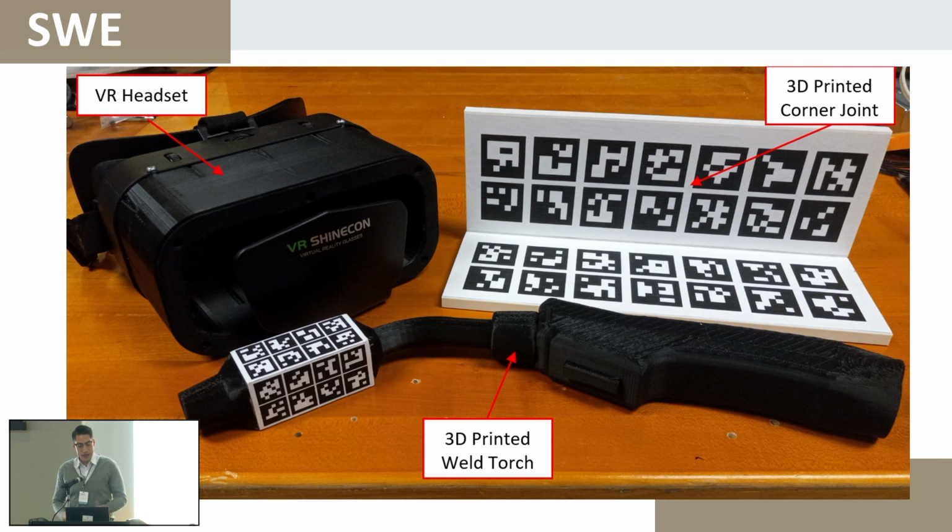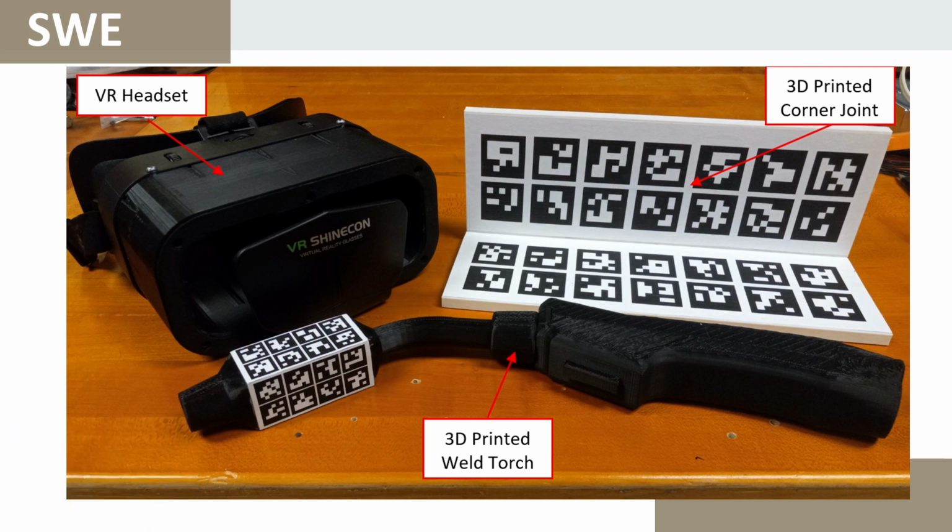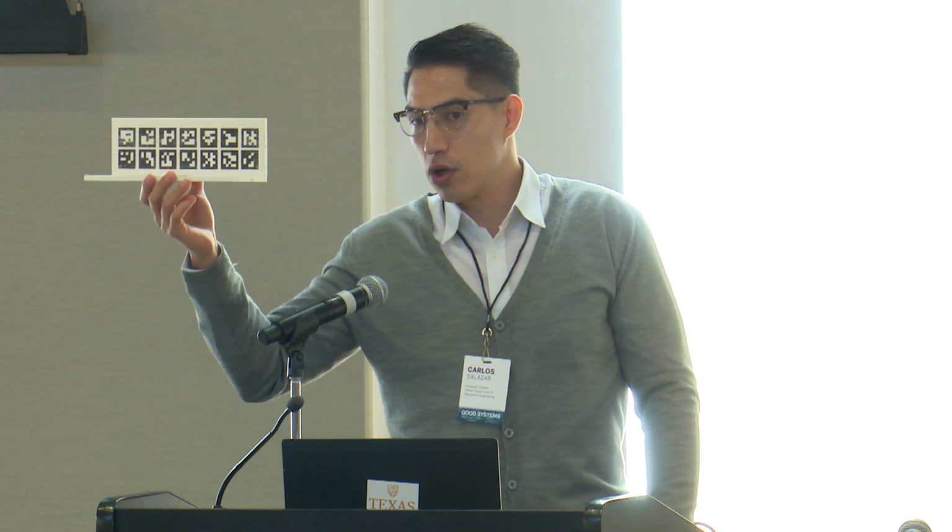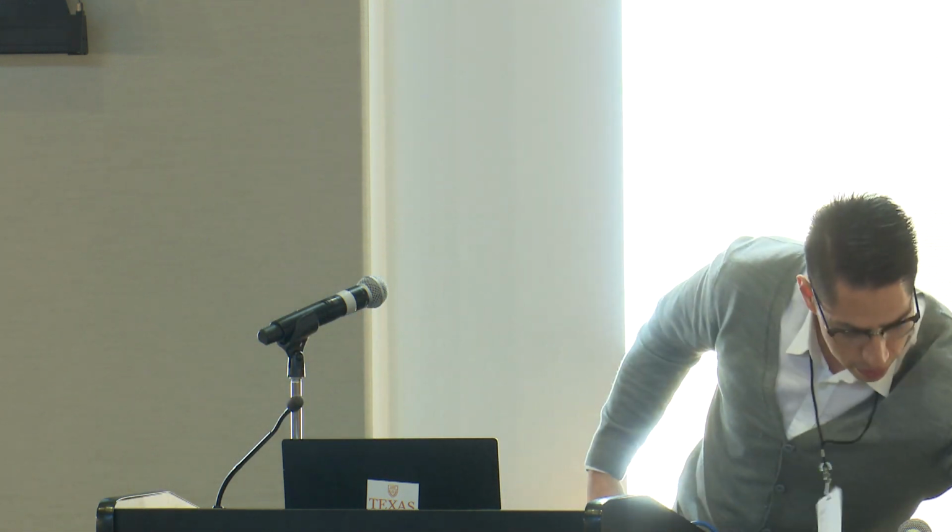So what we need is the phone. We need a VR headset, which is this one. We put the phone here. Obviously, we open the simulator. We need this element that is the joint that we are going to weld. We need a torch. And you just need to wear it, and you can begin playing and practicing.